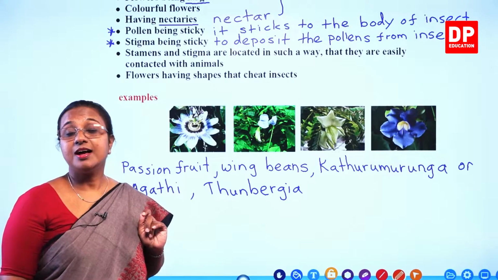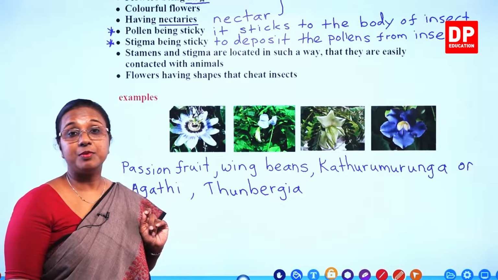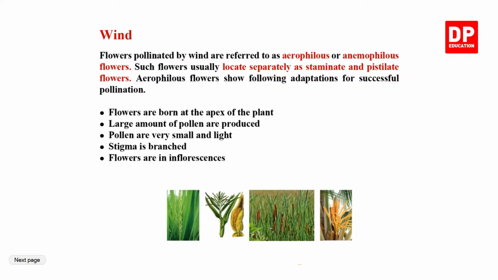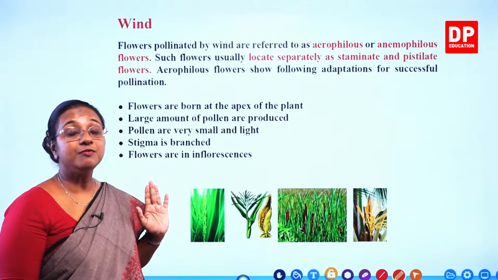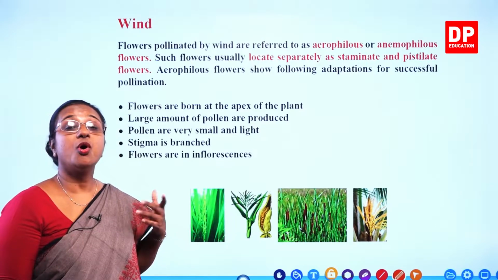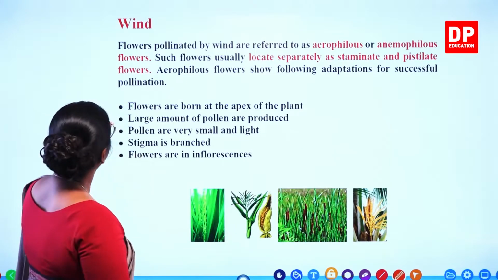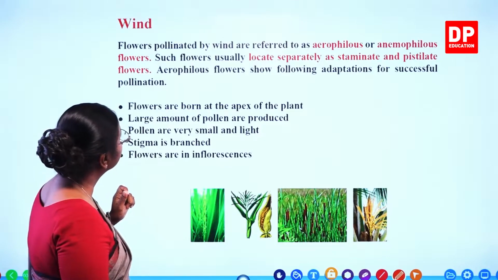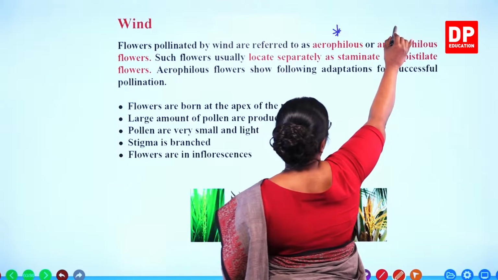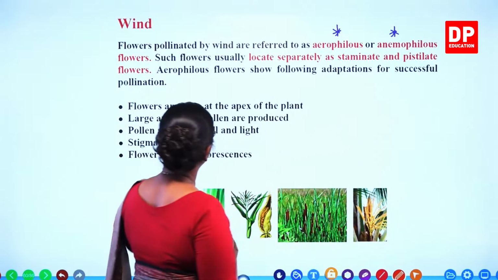With that, students, I will move on to the next type of agent, that is wind. Then we give a name to the flowers pollinated by wind also. We call them anemophilous flowers or aerophilous flowers. So, flowers pollinated by wind are referred to as aerophilous or anemophilous flowers.